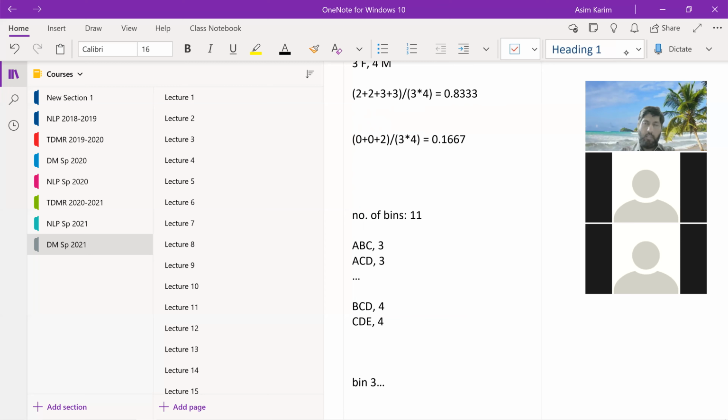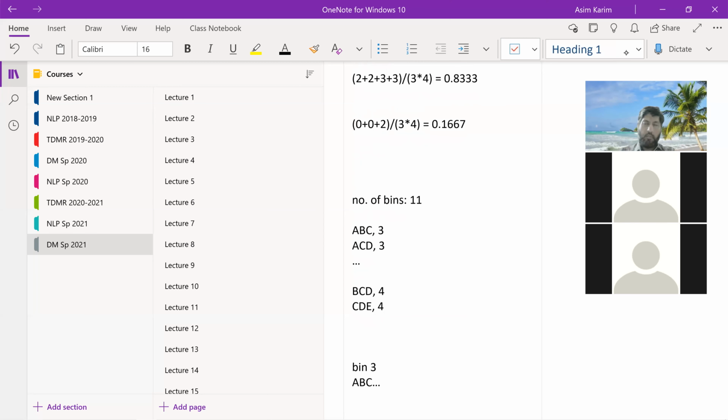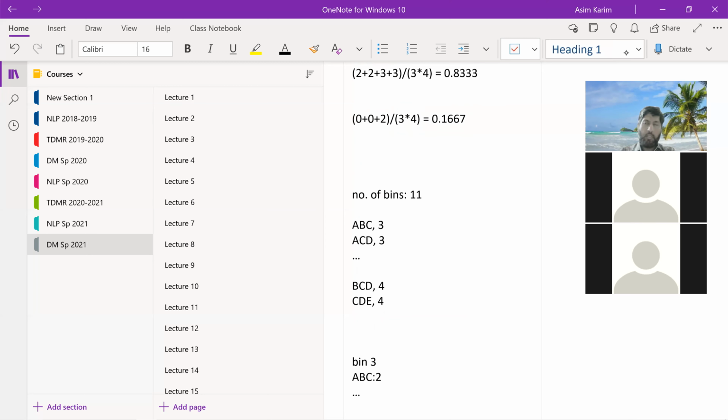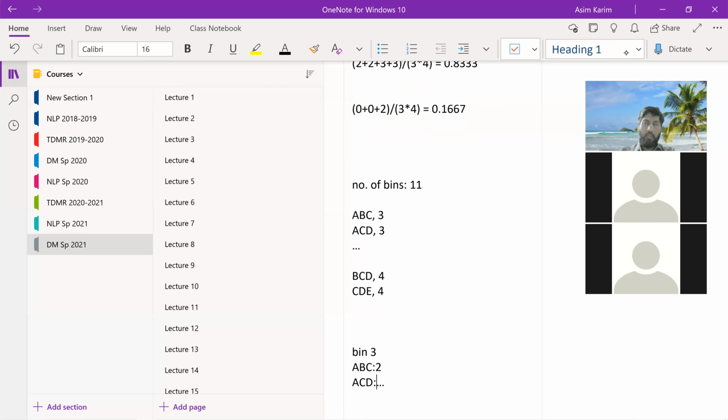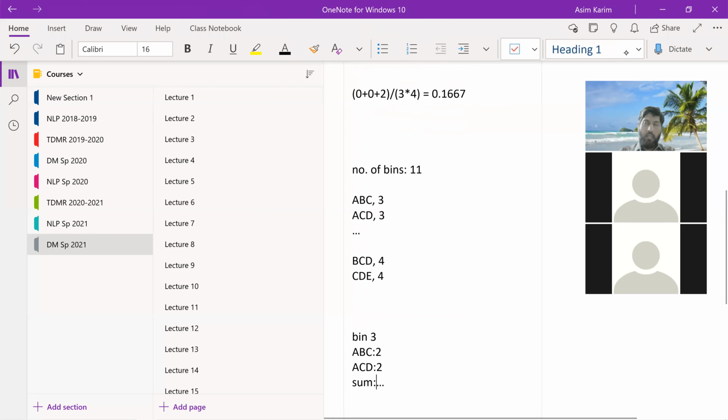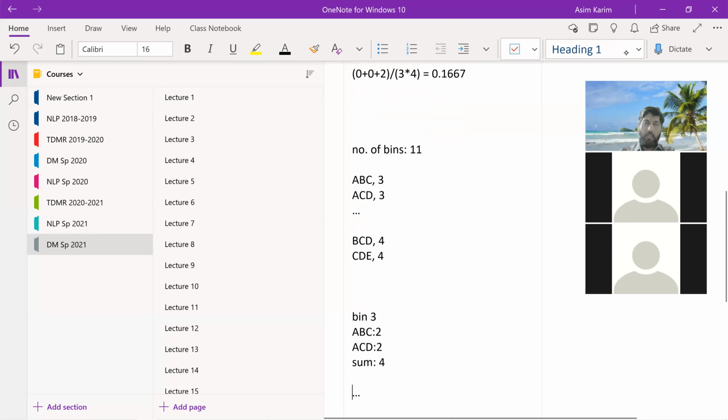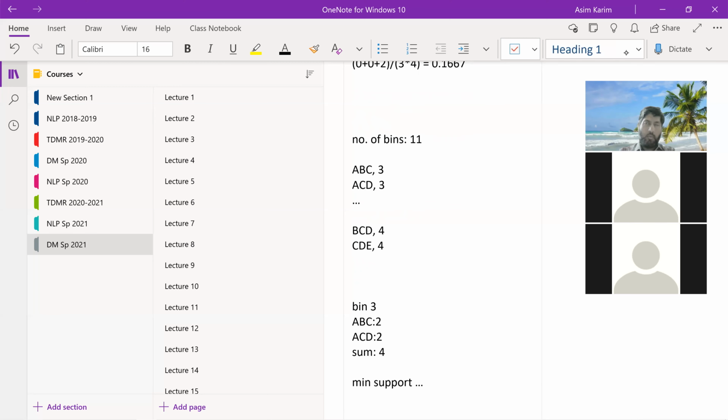So bin 3, so we have ABC. Let's say the count of ABC is 2, and the count of ACD is also 2. Okay? What is the sum of these two? The sum is 4. Let's say the minimum support count I had was 5.